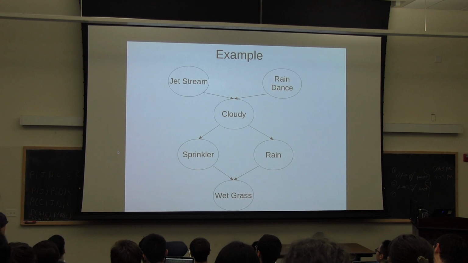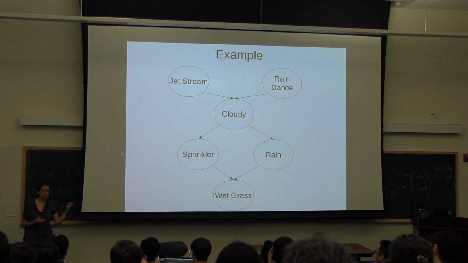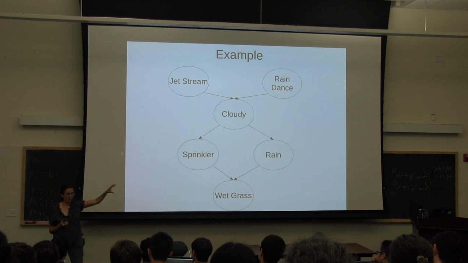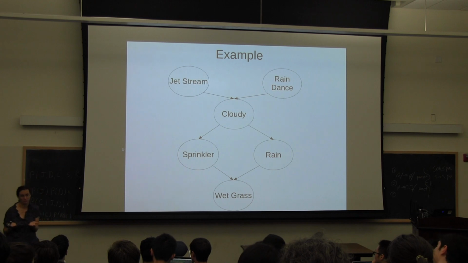According to this model, no, right? Maybe you don't believe this model. Maybe you think there should be a line between jet stream and sprinkler. Maybe the sprinkler is in a computer program and it looks up the weather forecast to see where the jet stream is and decide whether or not to turn on. That could happen. You could create that technology.